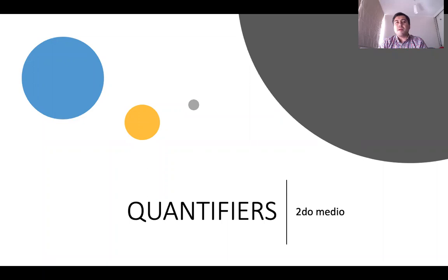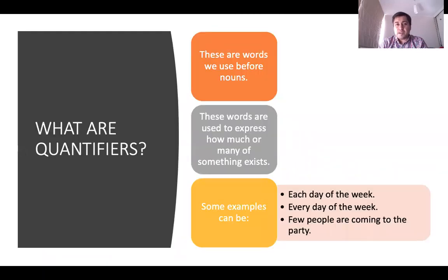Today we're talking about quantifiers. So what are quantifiers? These are words we use before nouns, and these words are used to express how much or many of something exists. For example, each day of the week, every day of the week, few people are coming to the party.